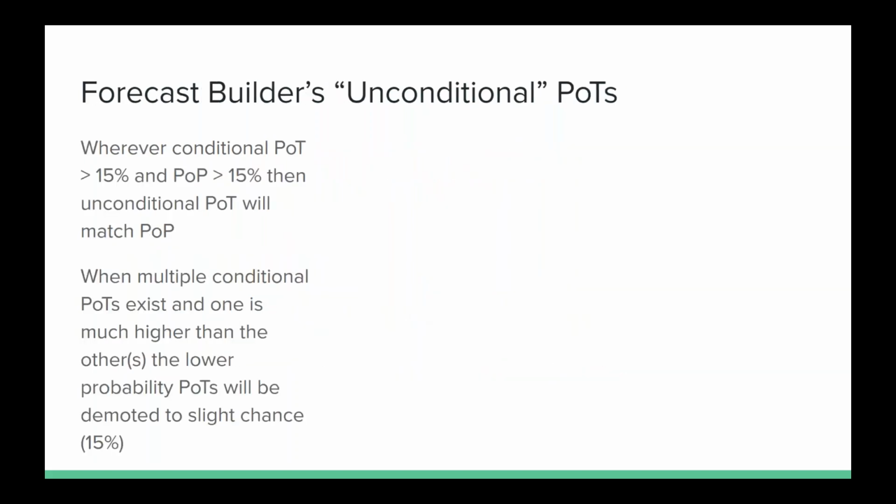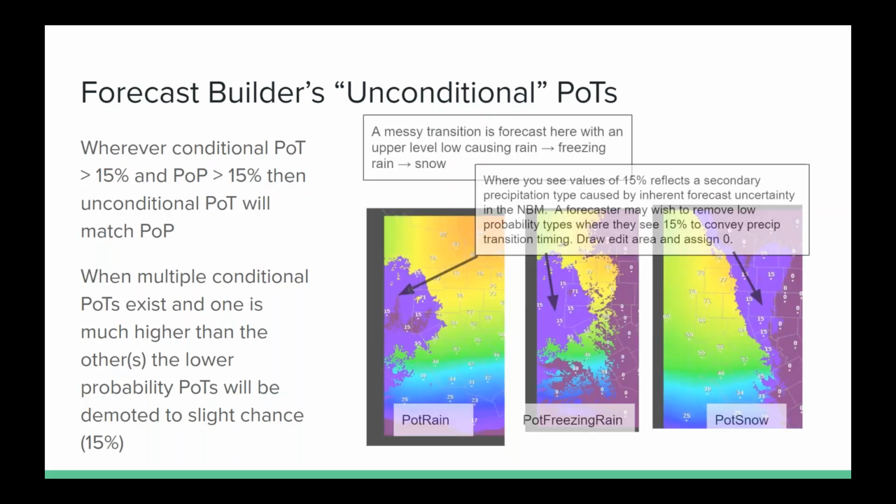So let's take a look at this whole unconditional stuff. As noted here on the slide, whenever or wherever conditional probability types are greater than 15% and the PoP is greater than 15, then the unconditional PoP matches the PoP. But if you have multiple conditional probability types and one is much higher than the other, then the lower probability types will be demoted to this 15%. And let me show you this in a graphical example.